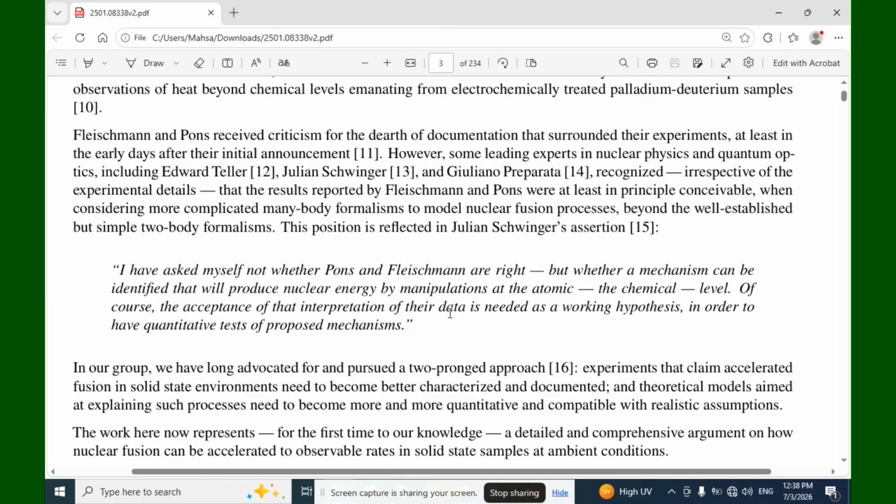I have asked myself not whether Pons and Fleischmann are right, but whether mechanisms can be identified that will produce nuclear energy by manipulations at the atomic, the chemical level. Of course, the acceptance of the interpretation of their data is needed as a working hypothesis in order to have quantitative tests of proposed mechanisms.